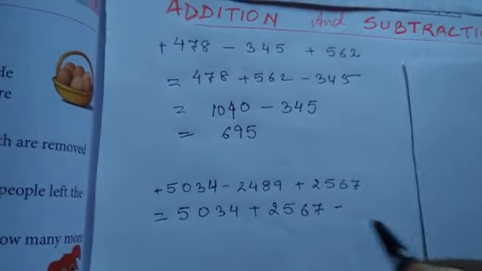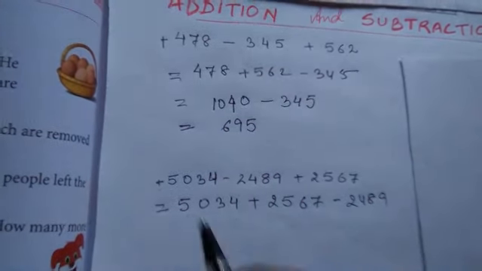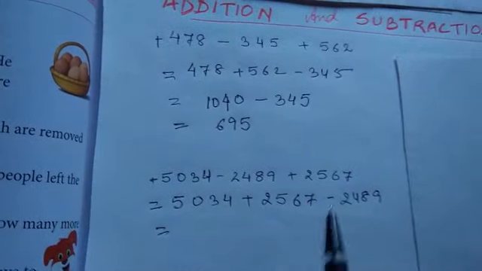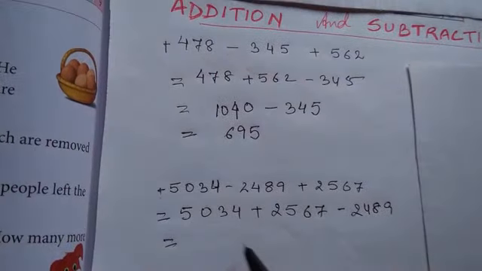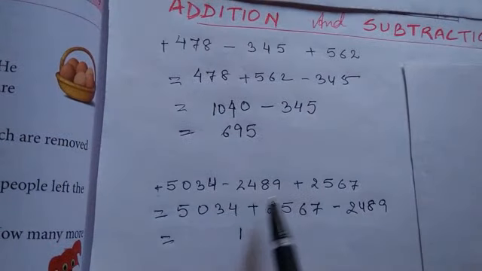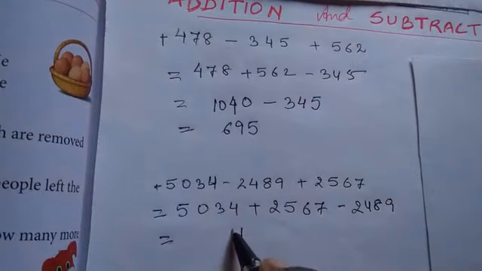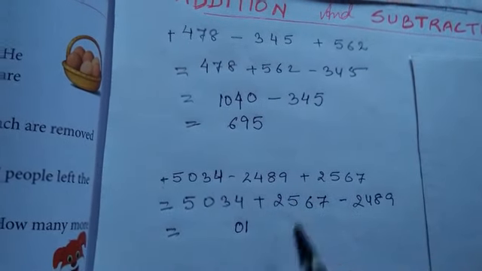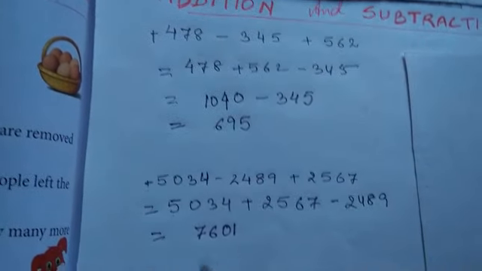2567 minus 2489. Okay, so now we are going to add this. 7 plus 4 is 11. 1 is carried over here. This becomes 4. 4 plus 6 is 10. 0, 1 is carried over here, 5 plus 1 is 6, and 5 plus 2 is 7.